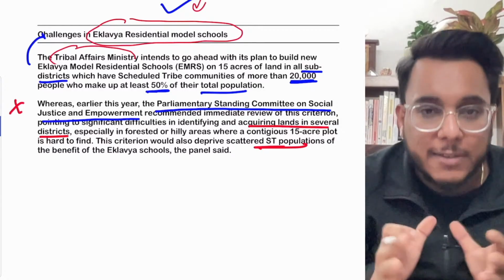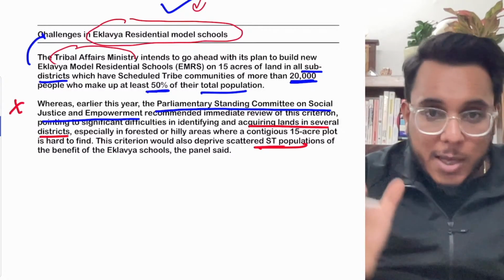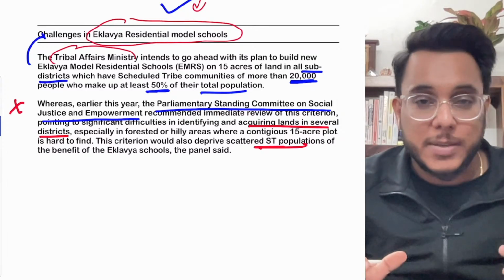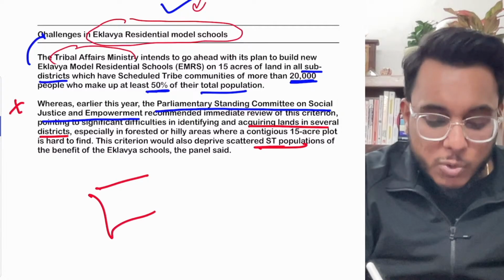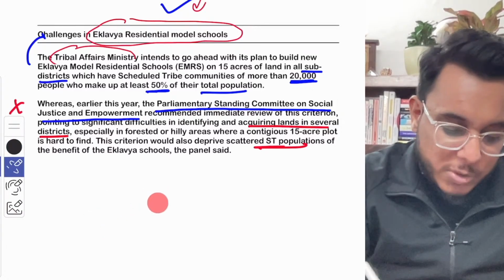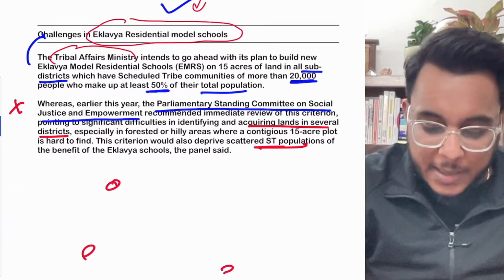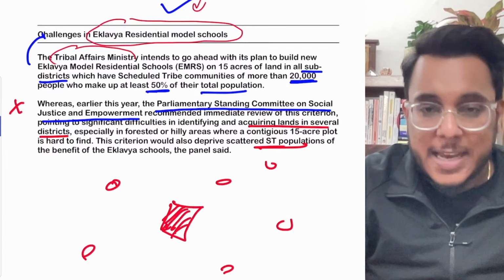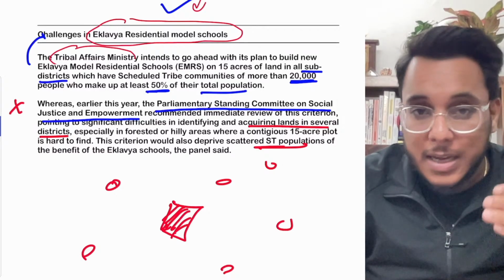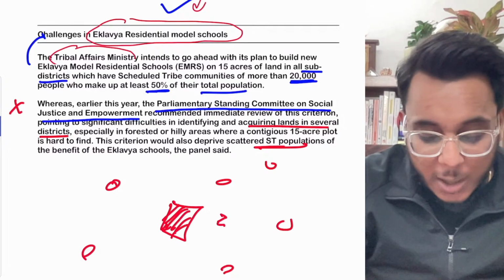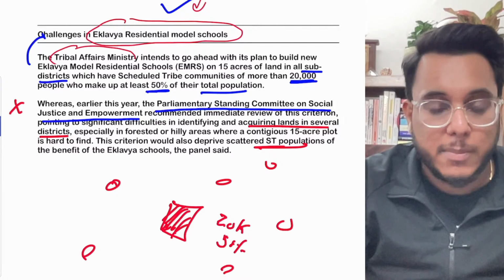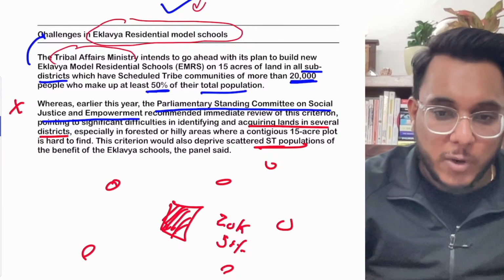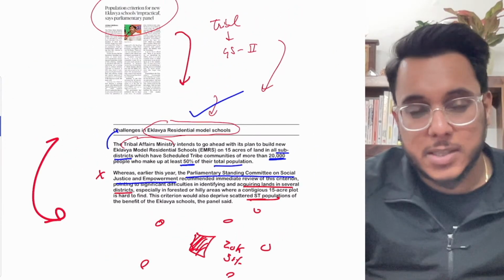They are not consolidated at one place, that you will be able to find 20,000 tribal people at one place. The population is scattered, and the criteria is that we will be opening these Eklavya model schools where they have 20,000 people, or 50% people is tribal. So finding that might not be very easy most of the time. Therefore, there might be challenges in this particular scheme.